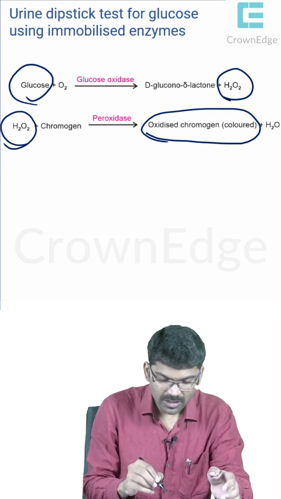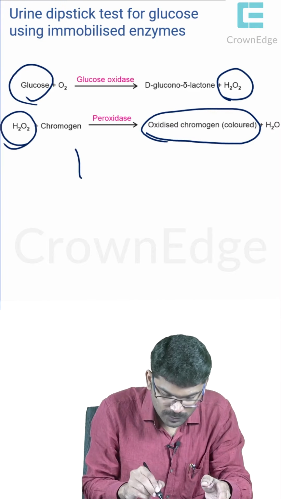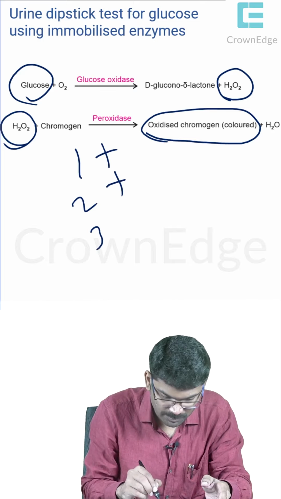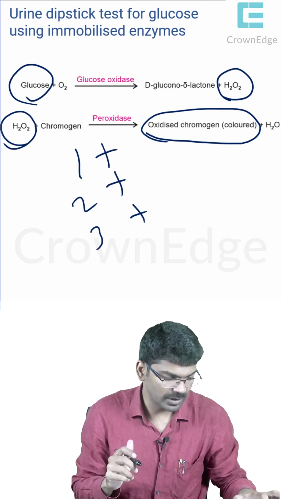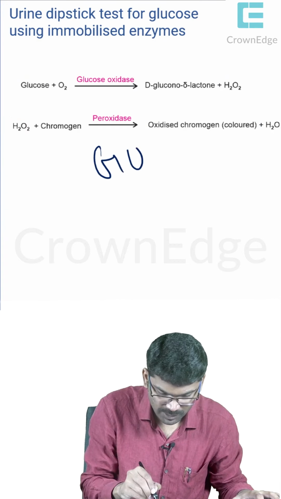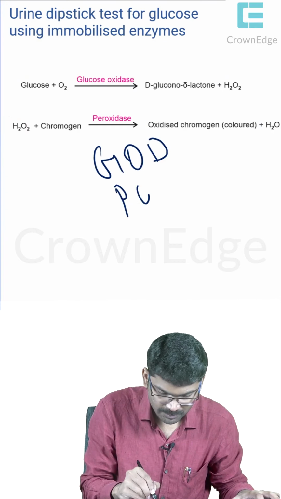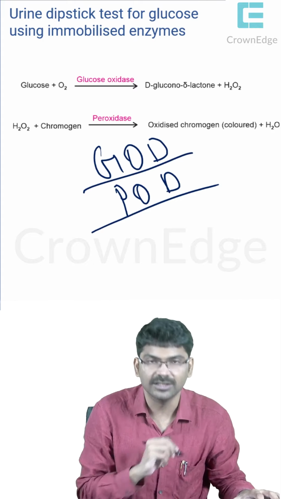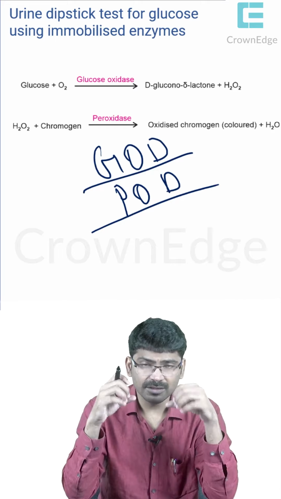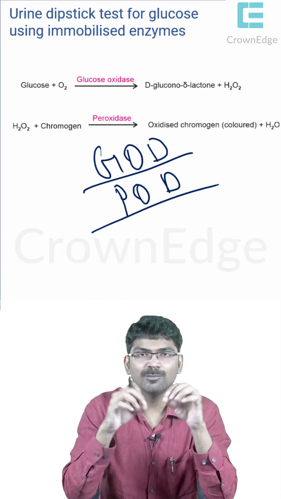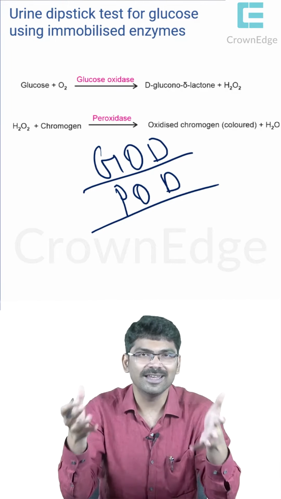Clear? That is why in the laboratory they will say glucose 1 plus, 2 plus, 3 plus. This is all based on this test only. So this we call GOD POD, glucose oxidase peroxidase, the GOD POD method. Okay, good. Based on this method, there are a lot of immobilized enzymes used in clinical diagnosis.